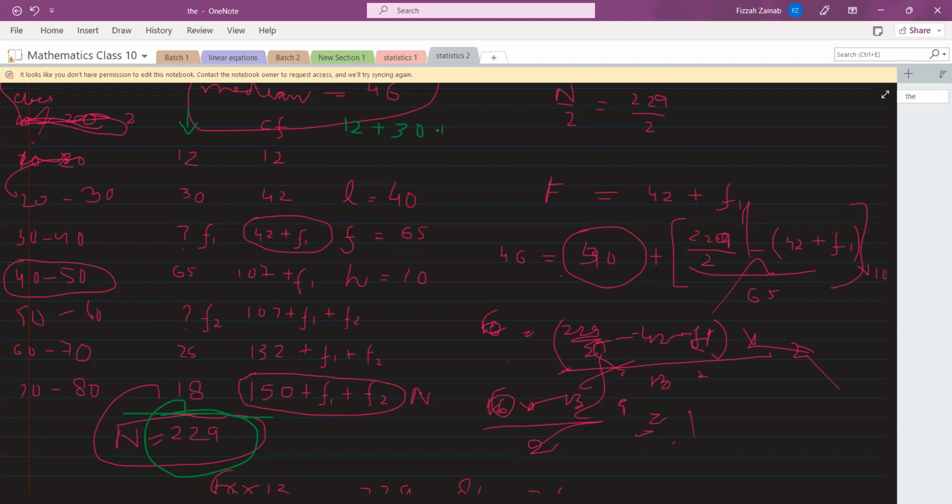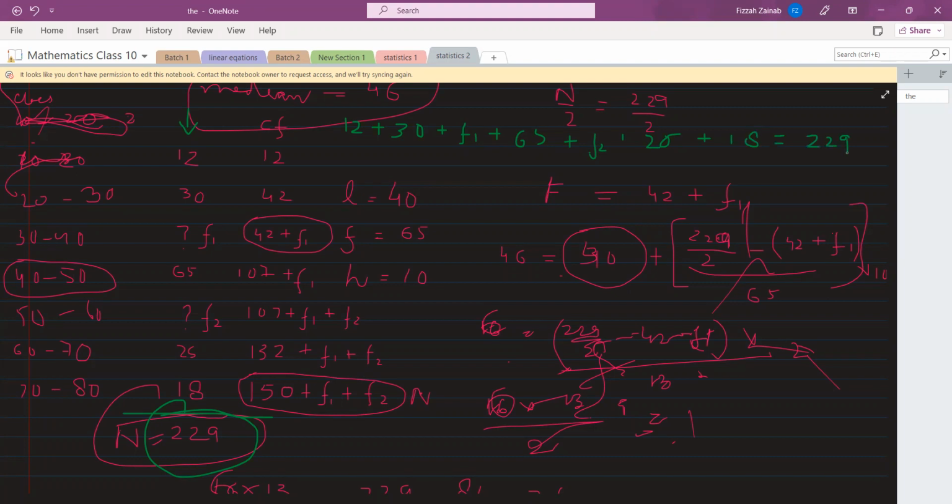Okay, just 1 minute, I'll solve. See, plus F1 and then plus the next one 65, and then plus F2. Is this clear, everyone? Plus F2. And plus 25, and then plus the next one 18. So if you add all your frequency, it should be equal to 229, isn't it? Because the total of frequency is given in the question, 229.